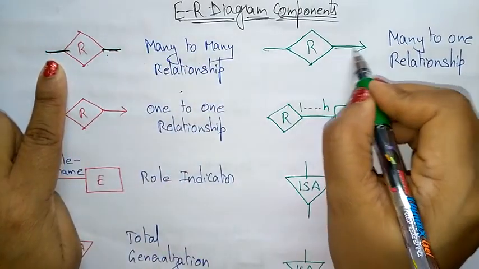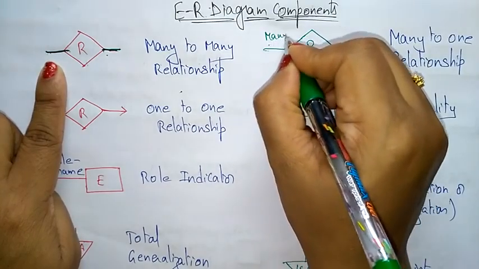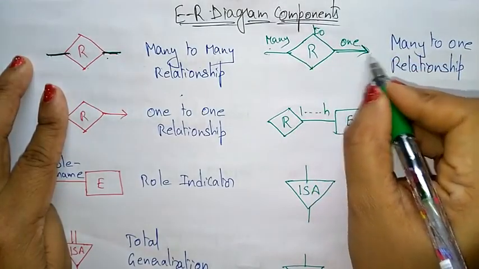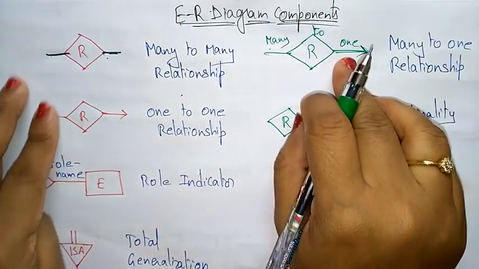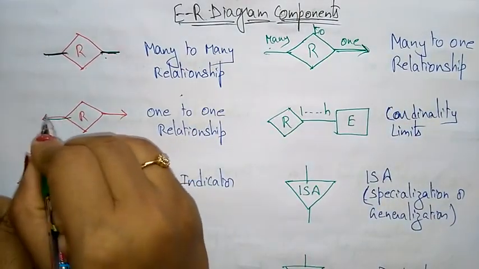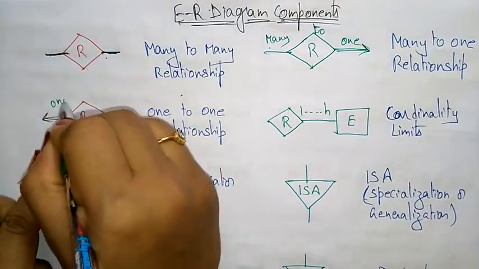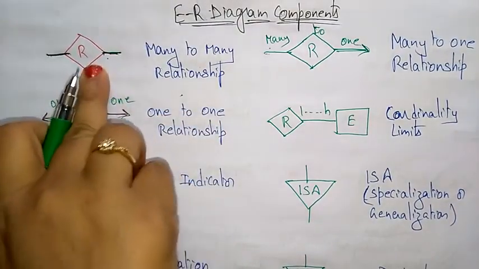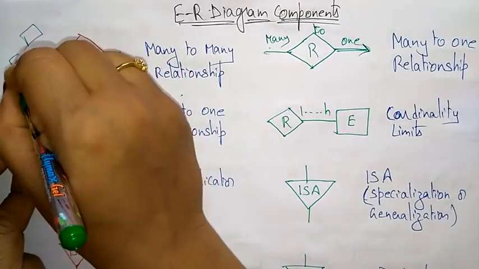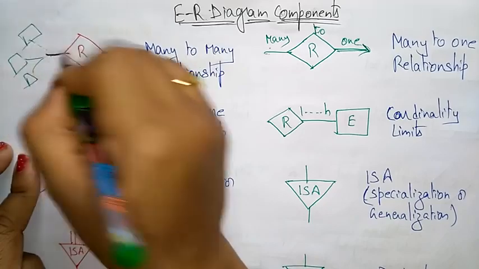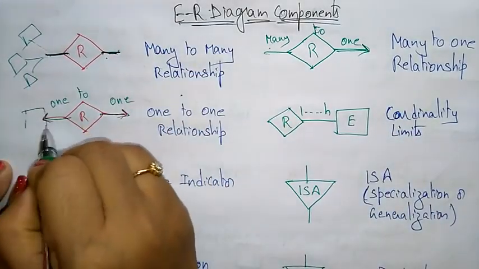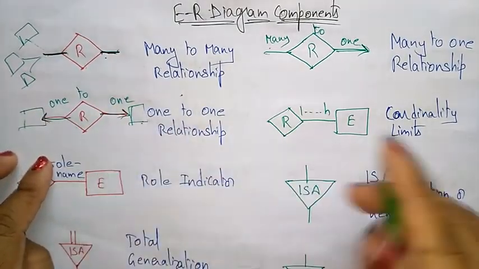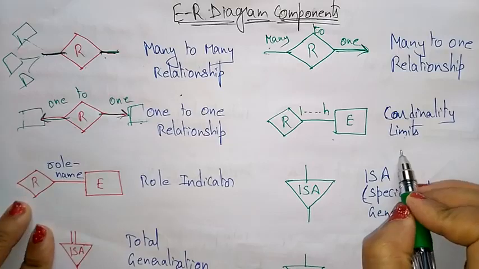If a single-side arrow is there, this is a many-to-one relationship. It is pointing to only one side, so only one entity can be held. And if there are arrows on both sides, it means one-to-one: on this side one entity and on this side one entity, a relationship between two entities. That's it, that is one-to-one. And this you can represent as cardinality limits.